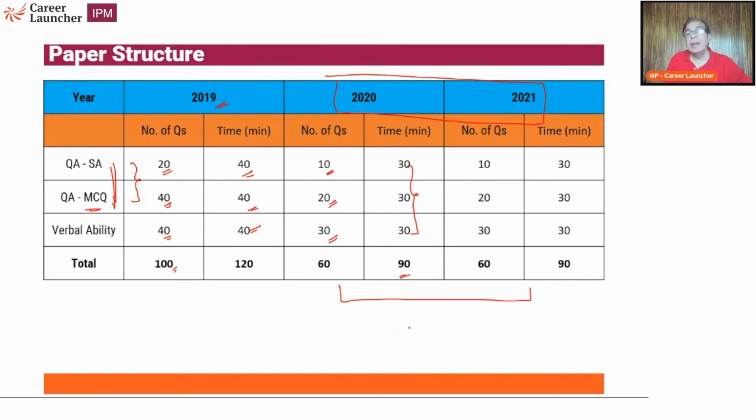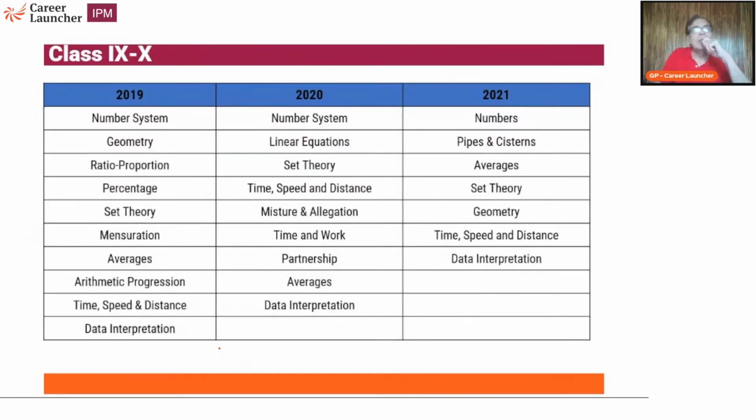Now, what is the marking scheme? The marking scheme was very, very simple. For every correct answer in MCQ, which means the QA MCQ section and verbal ability, you would get 4 marks. And for every wrong answer, you'll get a -1. In the short answer, for every correct answer, you'll get 4 marks. For every wrong answer, you'll get 0 marks. So, no negative marking in the short answer domain. Okay. Now, with this in background, let's have a look at what comes in QA.